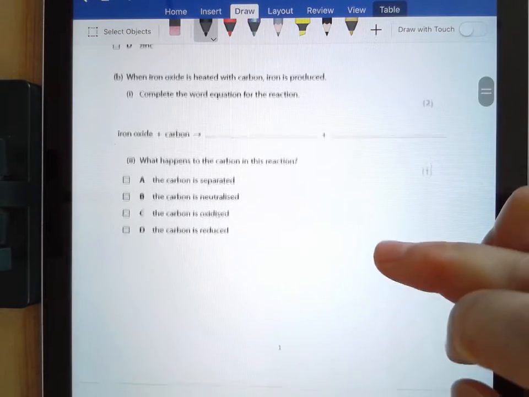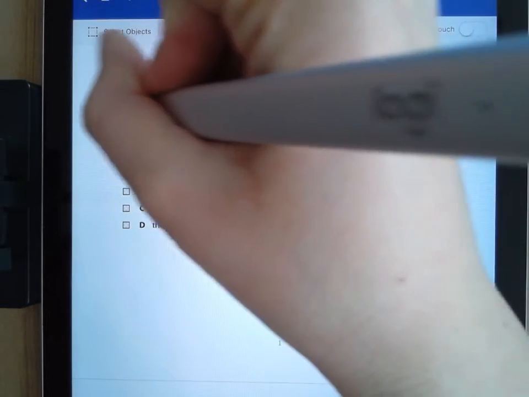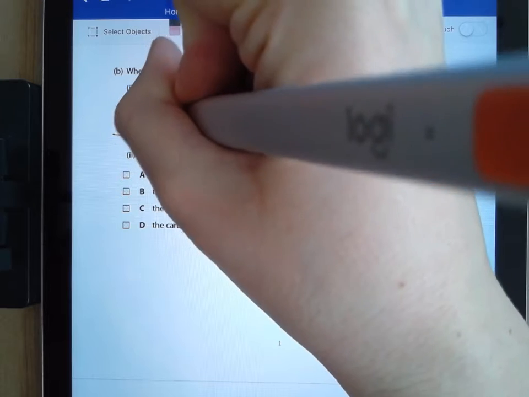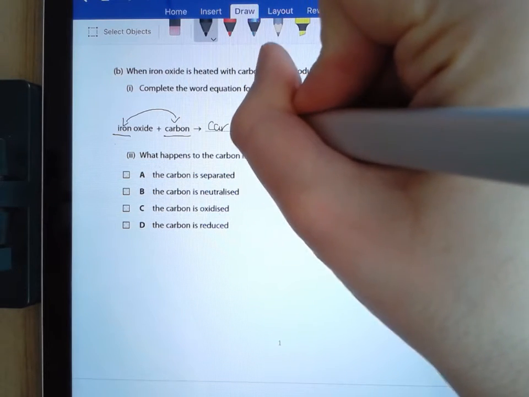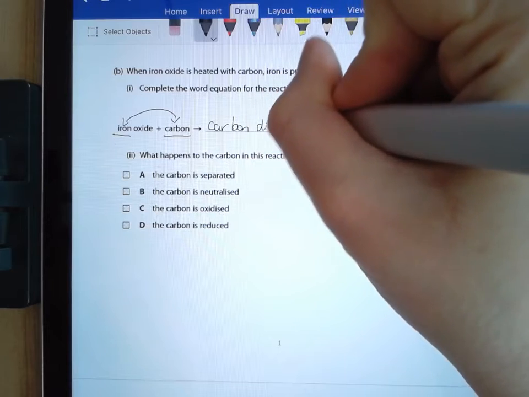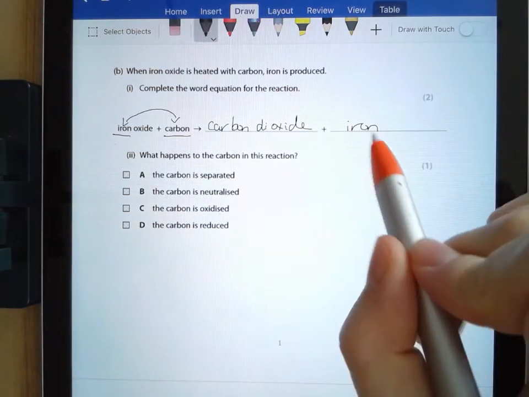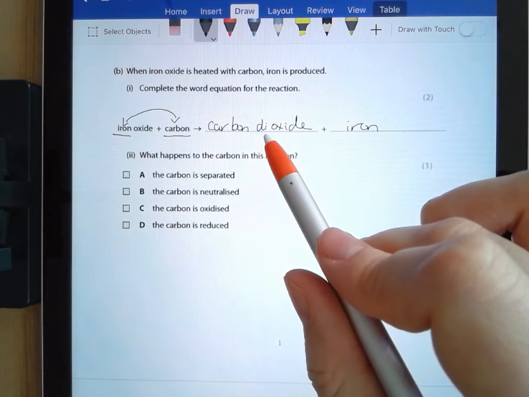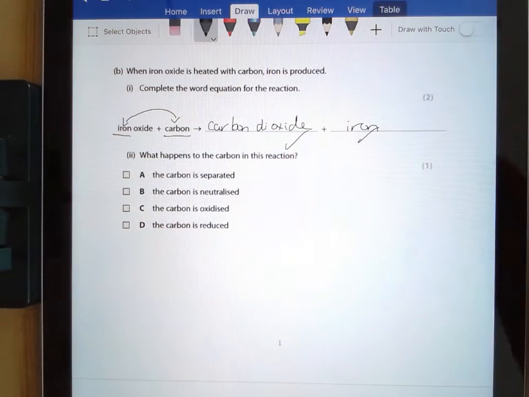This we've seen lots of times already. You've got iron oxide and you've got carbon. Carbon is more reactive than iron. They will swap places and you will get carbon dioxide, but they will accept the mark for carbon oxide. And you've got iron. It doesn't matter which way around you write these products, and you'll get the mark for carbon oxide as well as carbon dioxide, but it's one mark for here, one mark for here.